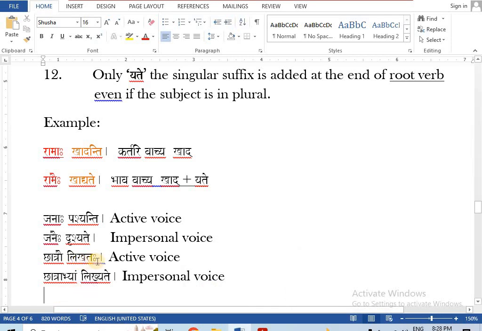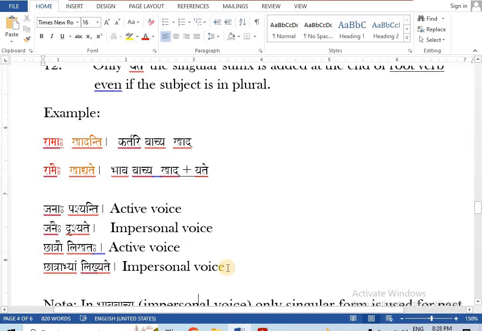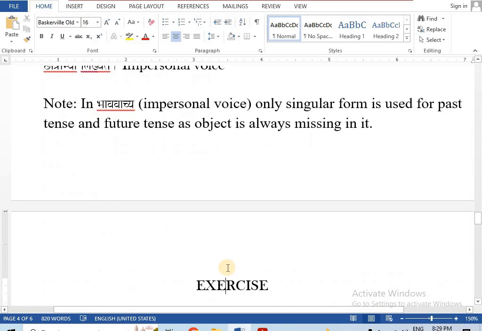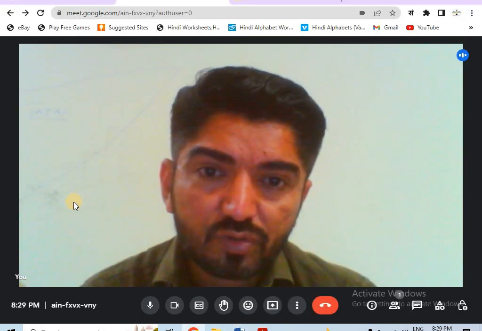Chhatrabhyam likhataha. What is the root verb? Lik. Now what I said here, only yate add, no concern with this word, the singular dual plural. So lik yate, that's it. So like this you can convert any active voice sentence to bhavvachya. In bhavvachya, impersonal voice, only singular form is used for past tense and future tense, as object is always missing in it. Same formula in future and past tense also.